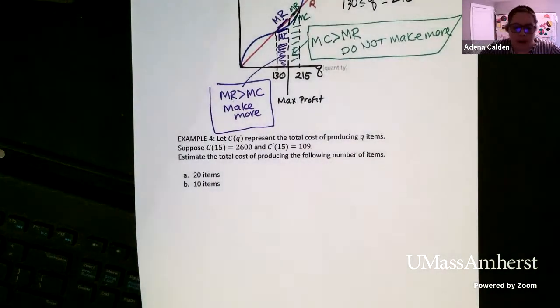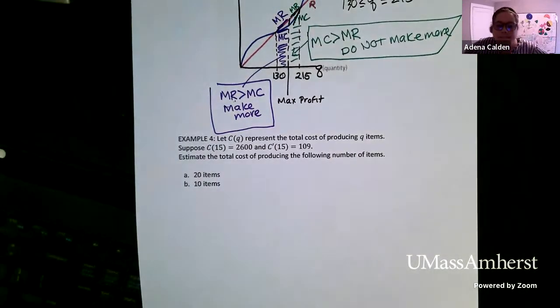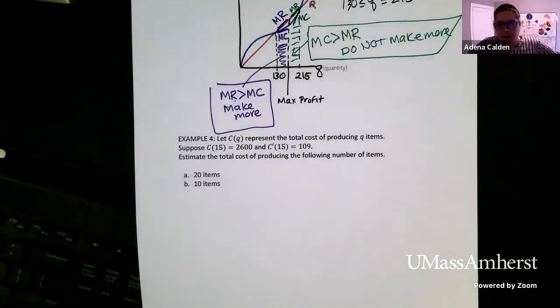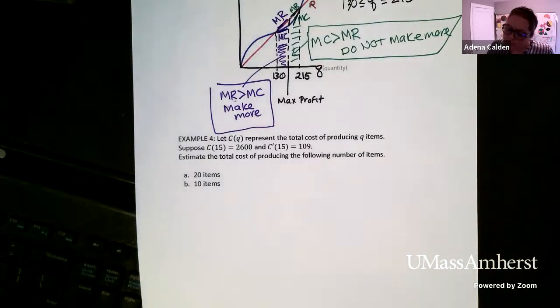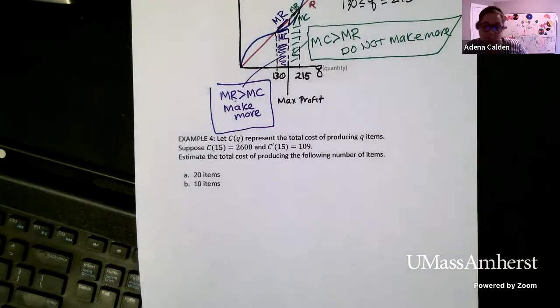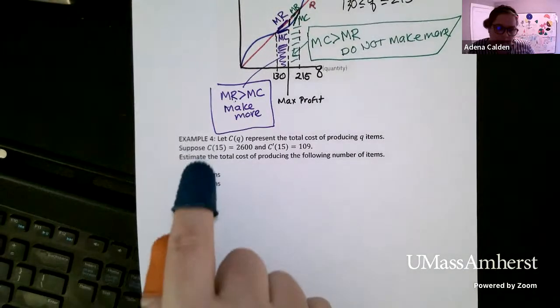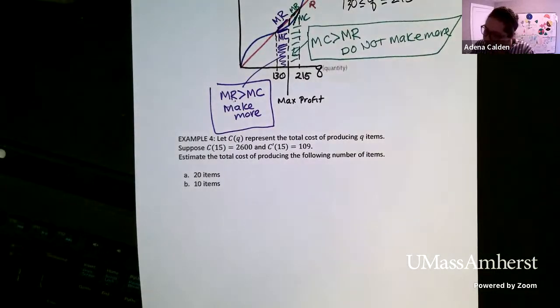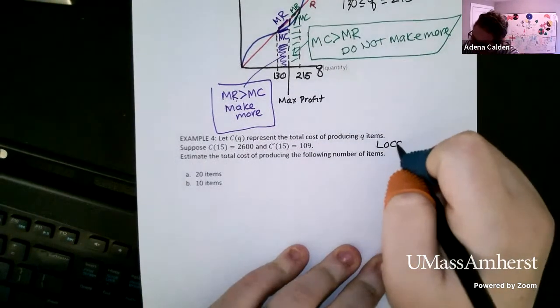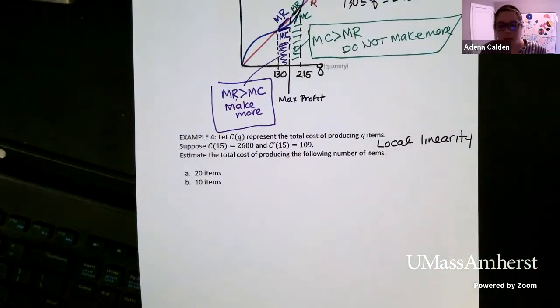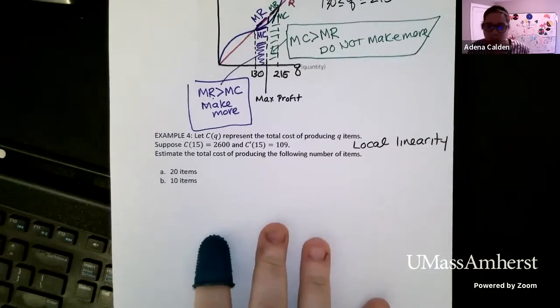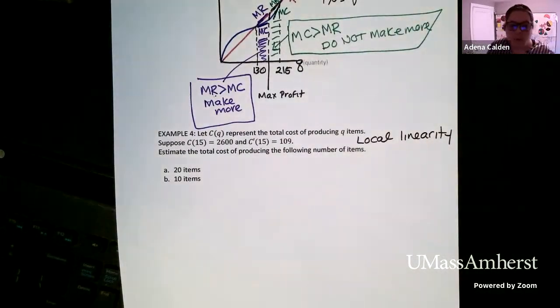Okay, so finally, example 4, we have a cost function, and we're told that the cost to produce 15 items will be $2,600, and that the marginal cost to produce 15 items is $109. So we want to use that to approximate the cost of producing 20 items and of producing 10 items. If you have information about a function and the derivative, and you want to use that to approximate the cost at another point, this is local linearity. This is what we were doing at the end of the last class, approximating using the tangent line approximation. So we're going to try to do this here.